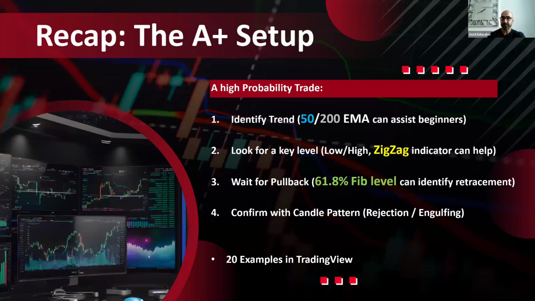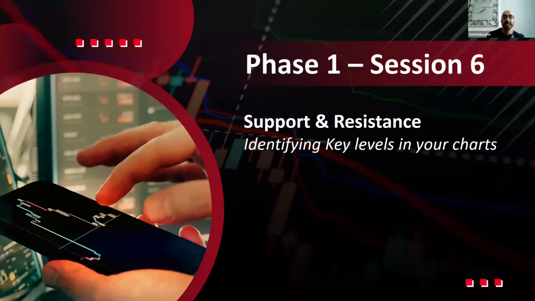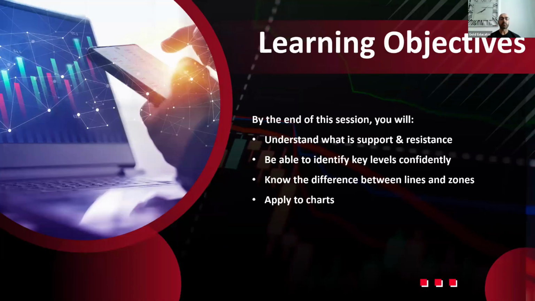We've covered the recap, what I wanted to, and without further ado, we can move on to our next session. So this is session number 6. This is support and resistance, and this is all about identifying key levels in your charts. Now, what exactly is support and resistance?